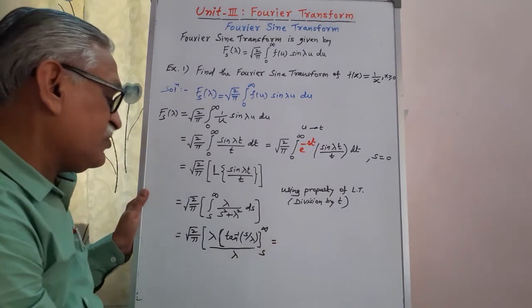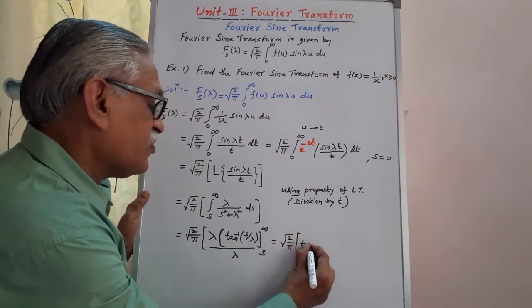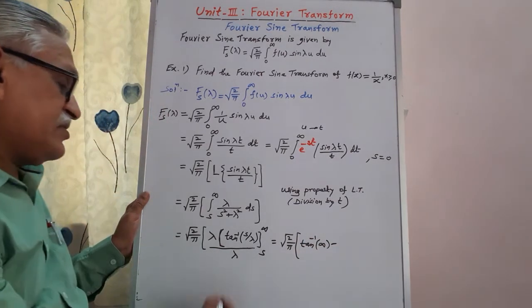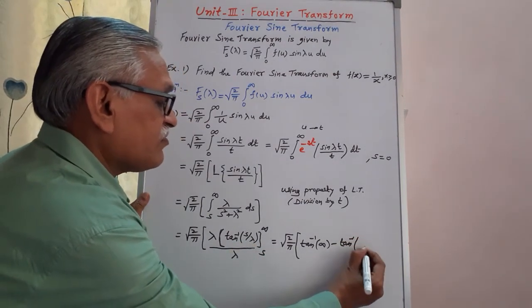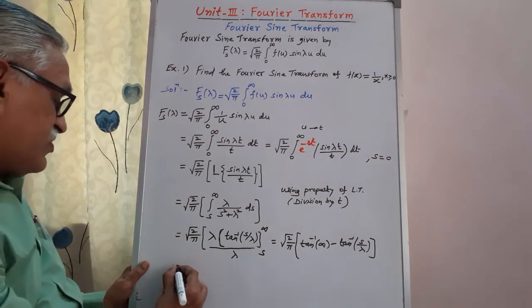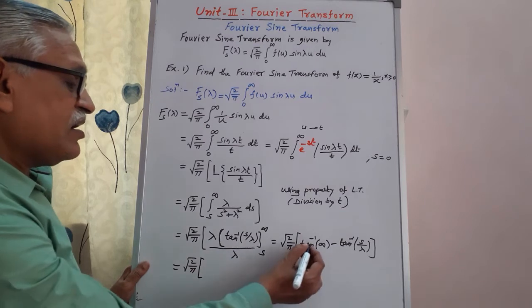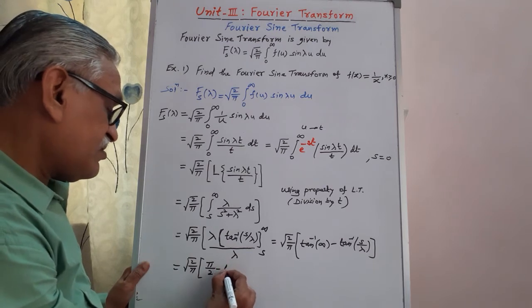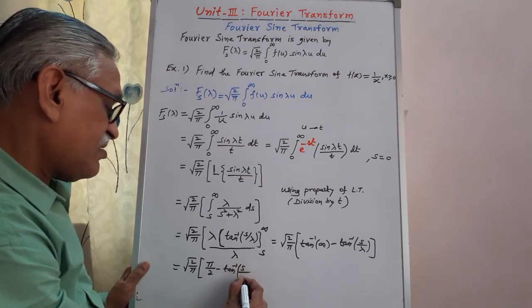We get root 2 by pi, tan inverse of infinity minus, with s replaced, tan inverse of s by lambda. It is equal to root 2 by pi. The value of tan inverse of infinity is pi by 2, minus tan inverse of s by lambda.